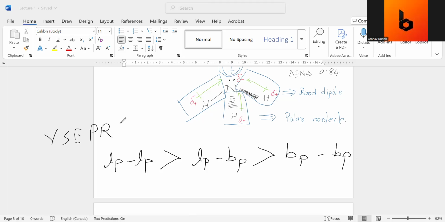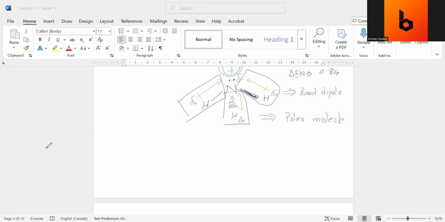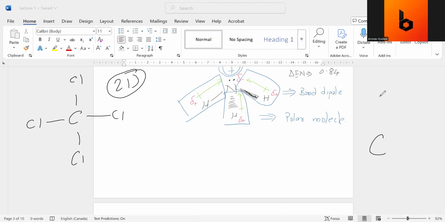Okay, so that's done. Now I want you to try CCl4. If you make CCl4 your normal way, you will write it this way, correct? But this is a two-dimensional structure. In VSEPR, we consider three dimensions. When we say three dimensions, that means you have two bonds in one plane.